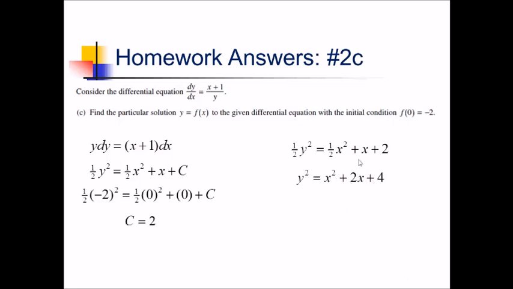So looking at my initial condition, I see that y is initially negative 2, which means that in general, y has to be negative, which means that when I take the square root of this equation, I have to take the negative root as my only solution for that right side. So I'm going to write then y equals negative square root of x squared plus 2x plus 4.